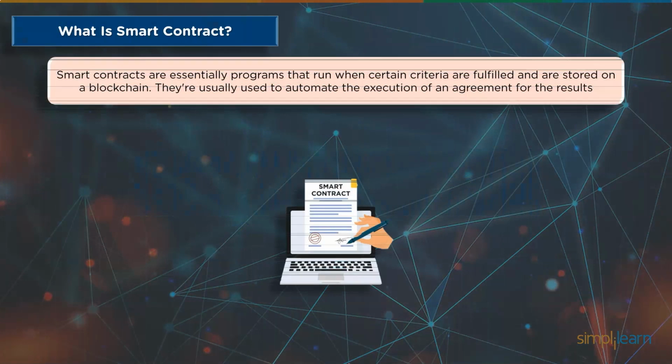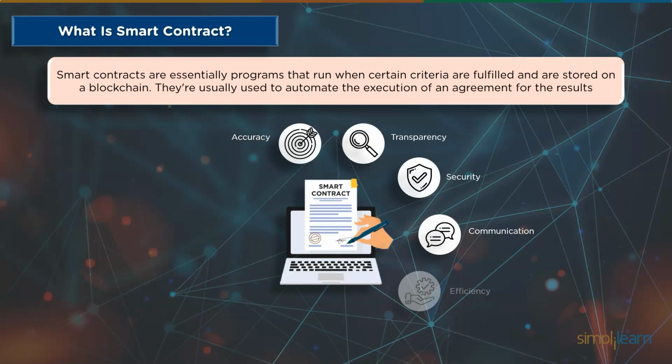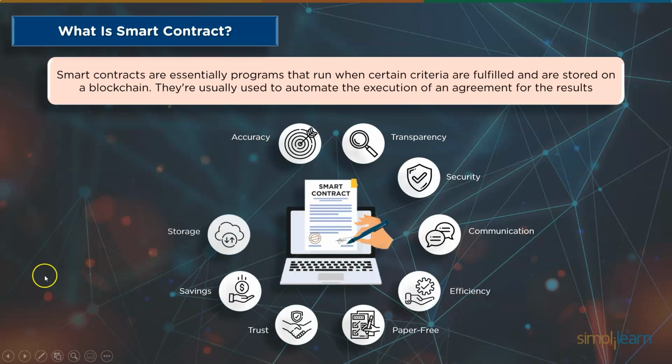Smart contracts are essentially programs that run when criteria are fulfilled and are stored on a blockchain. They are usually used to automate the execution of an agreement so that all parties can be certain of the results right away, without the need of any intermediaries or time waste. They can also automate a workflow, starting the following step when certain circumstances are satisfied. So now that we know what a smart contract is, let's move ahead and see how it works.